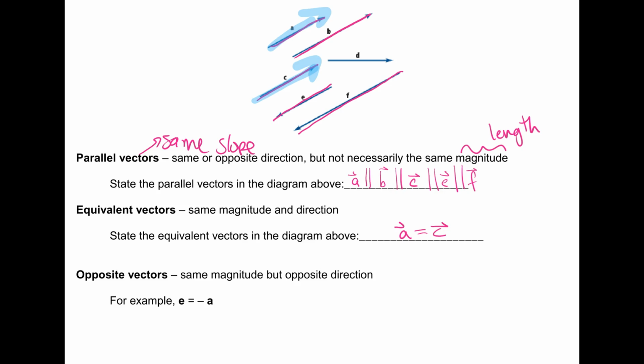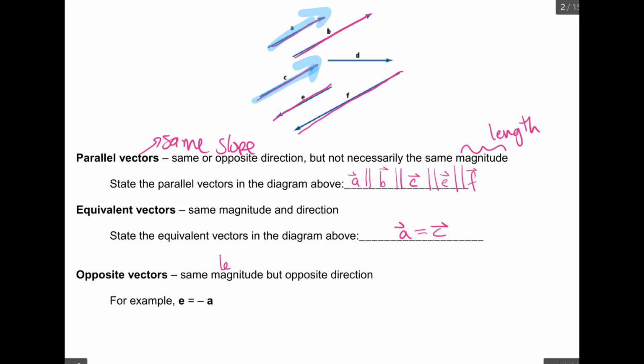So in the problems that we do, you will know the exact lengths. This is just an example. I'm just trying to show you guys what equivalent vector means. Same magnitude, same direction. That's all we want. Opposite vectors: opposite vectors have the same length but opposite directions.